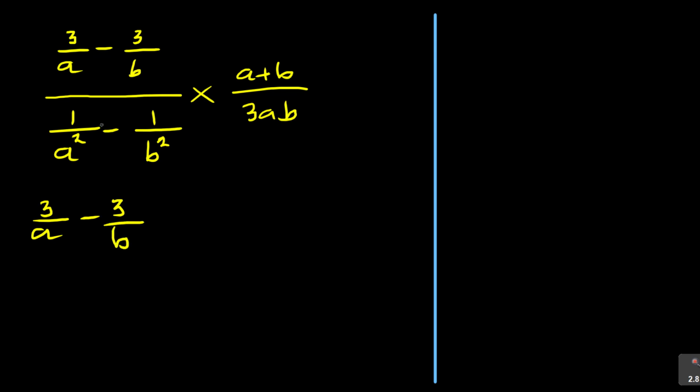Now look what I'm going to do. This line here, remember it's a division line, so I'll say divided by. Now look what I'm going to write: 1 over a squared minus 1 over b squared. Then after that it was times a plus b over 3ab.